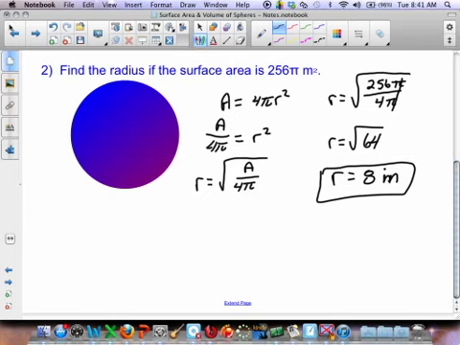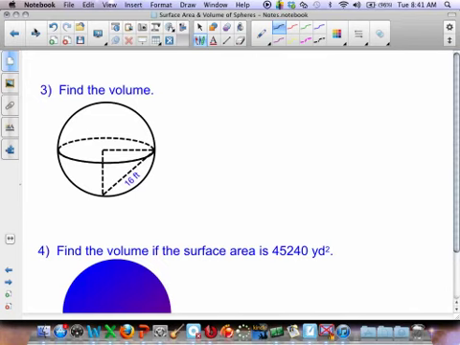So look at number 3. What are we being asked to do on number 3? Find the volume. Let's do it. What is the formula for the volume of the sphere?